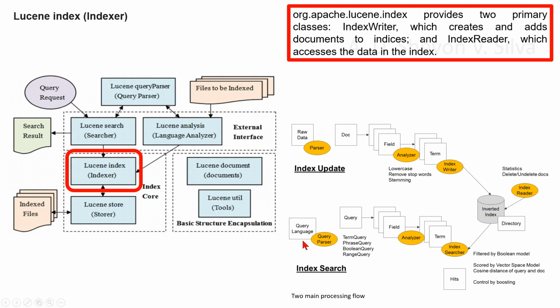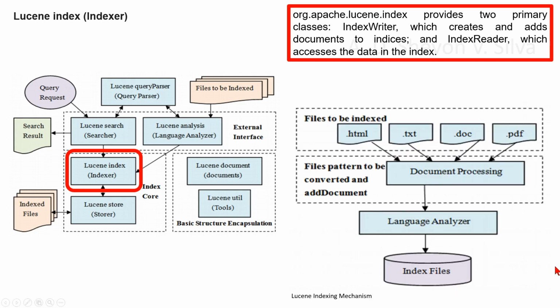Here is the query language, and here you can see the query parser. You can see the term query. You can see the queries here: term query, prefix query, Boolean query, range query. Query is connected to the fields, and fields are connected to the term. You can see the analyzer here, and you can see the IndexSearcher here. Here you can see the Lucene indexing mechanism.